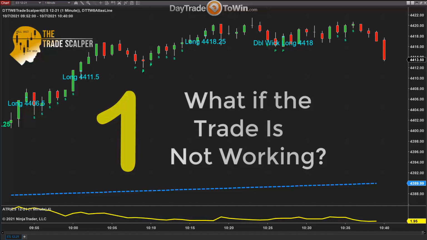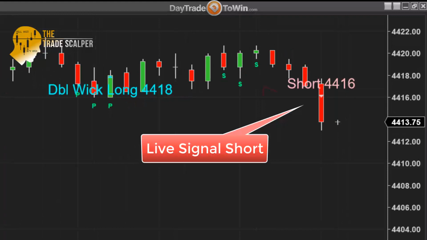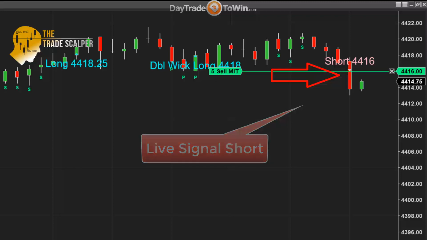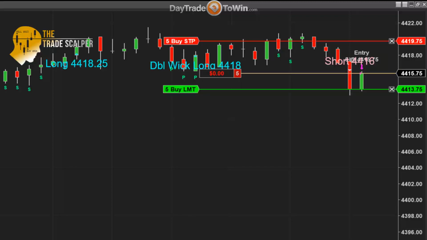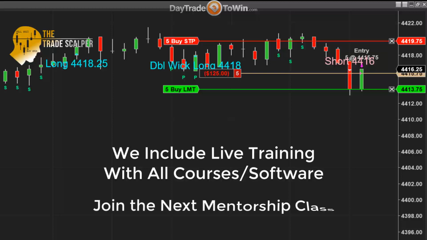Let me show you example number one of setting a time-based stop, or managing a trade under a limited amount of time. So you see there a short at 44.16. This happened on October 7th, and on October 7th a short signal on the trade scalper at 44.16 would get filled at 44.16, like many of you did who have the trade scalper software. I know some of you already know these rules and how this works, but this is more for traders who have not gone through a DayTradeToWin training. They may not be aware of how we manage trades, how we teach this.